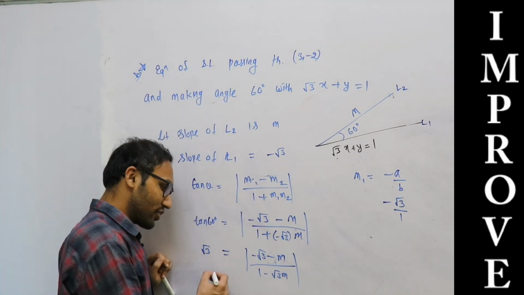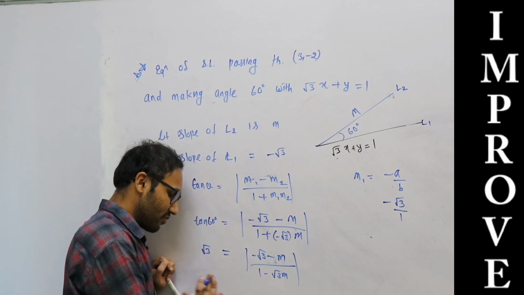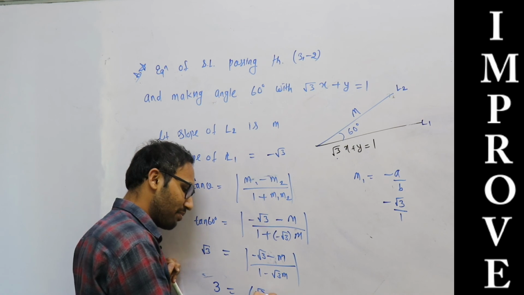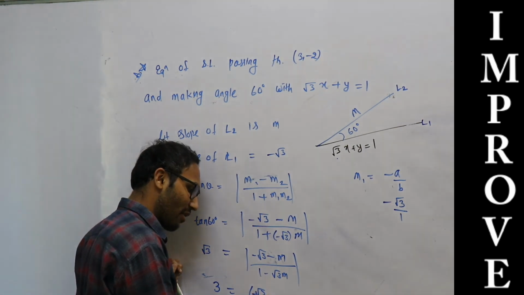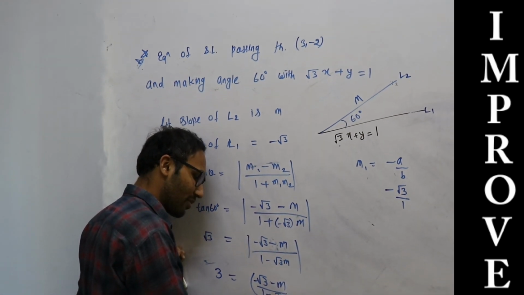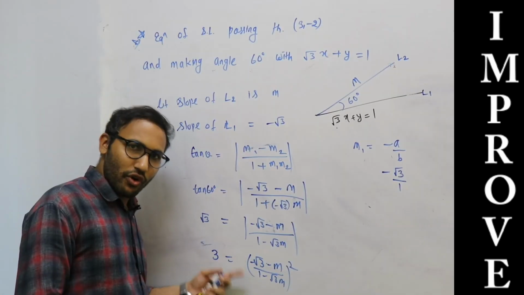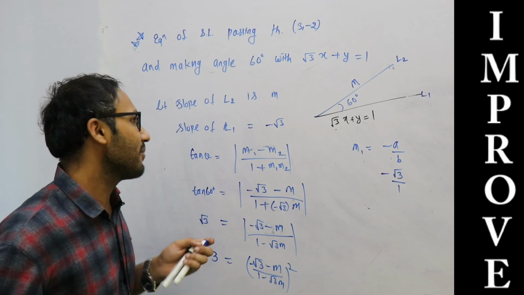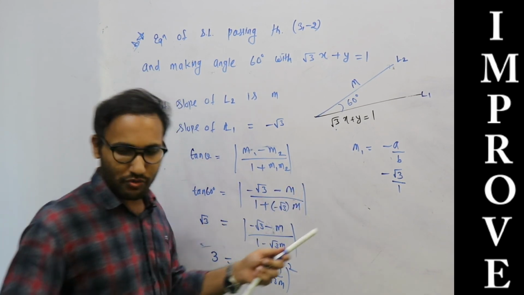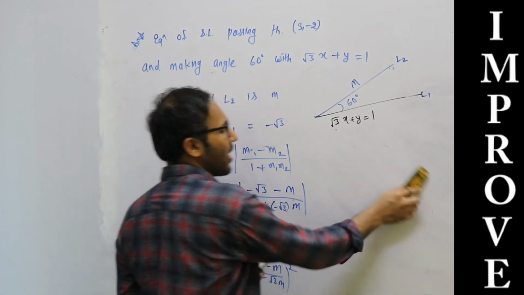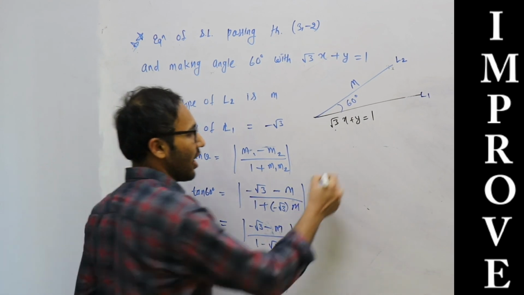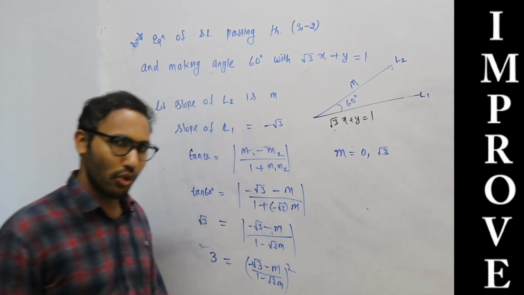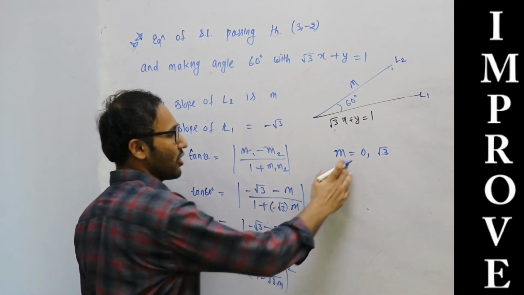Now if you square it, it becomes 3 is equal to (root 3 plus m upon 1 minus root 3 m) whole square. Solve this. If you solve this, you will get the values of m as m is equal to 0 and root 3. So we have two values of m.